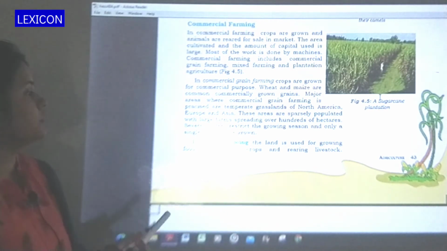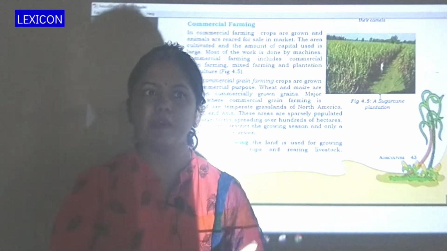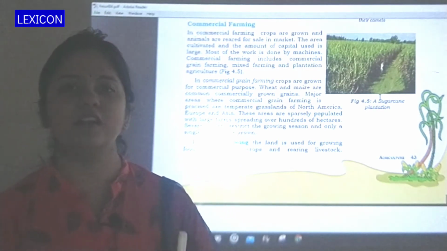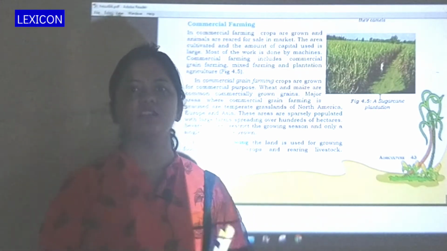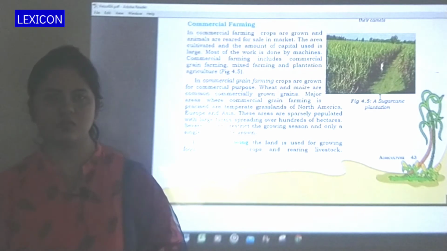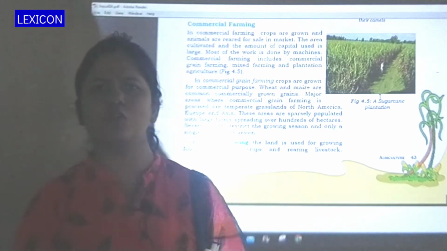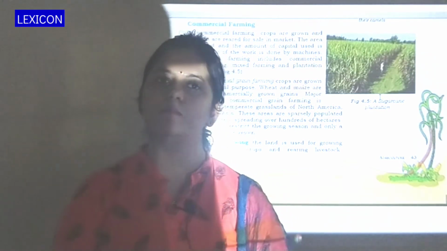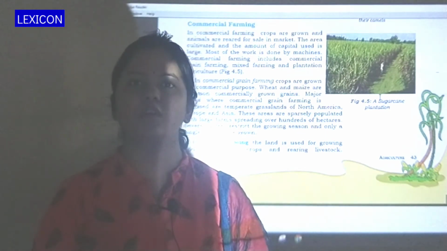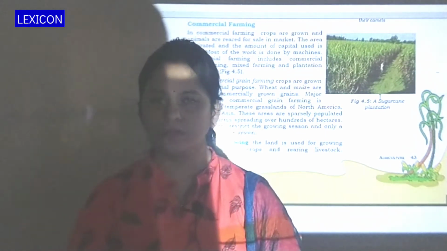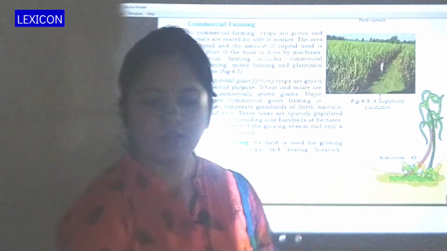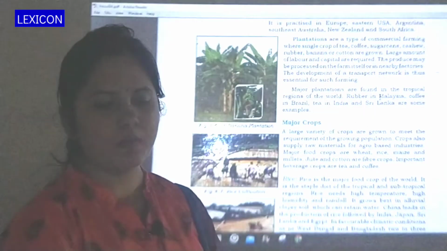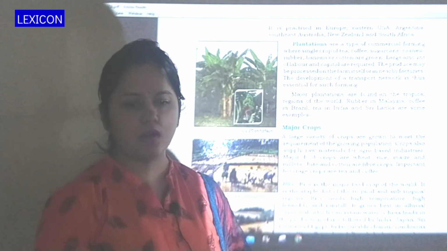Okay, now the second one is mixed farming. Mixed means here we are cultivating grains as well as rearing animals. What is rearing of animals? Means जानवरों को पालना. Like cattle को हम generally लोग पालते हैं for their dairy products and meat also. Clear?